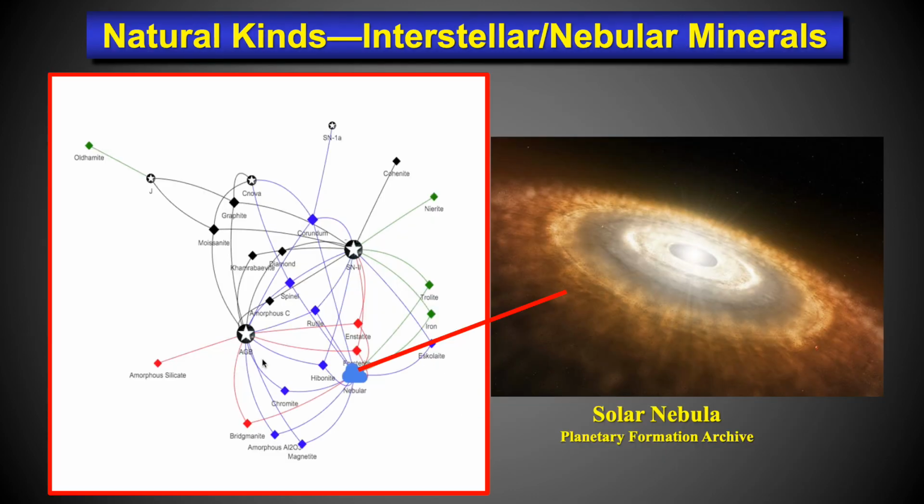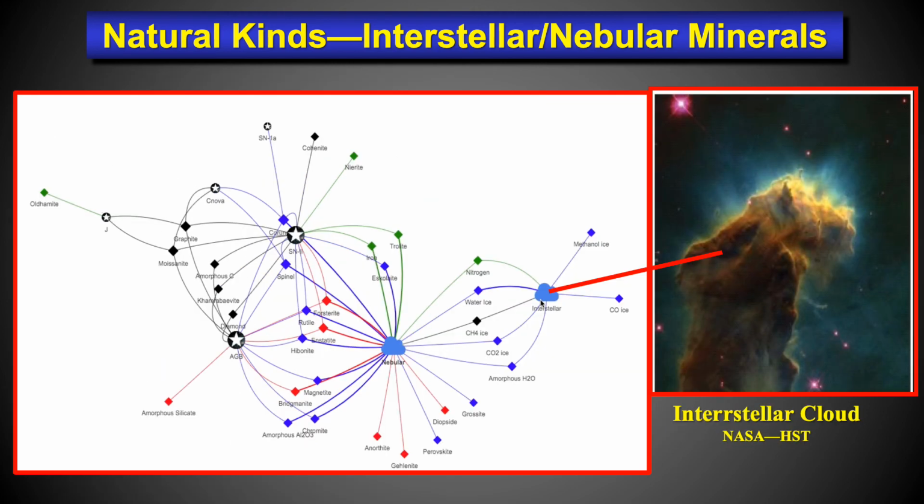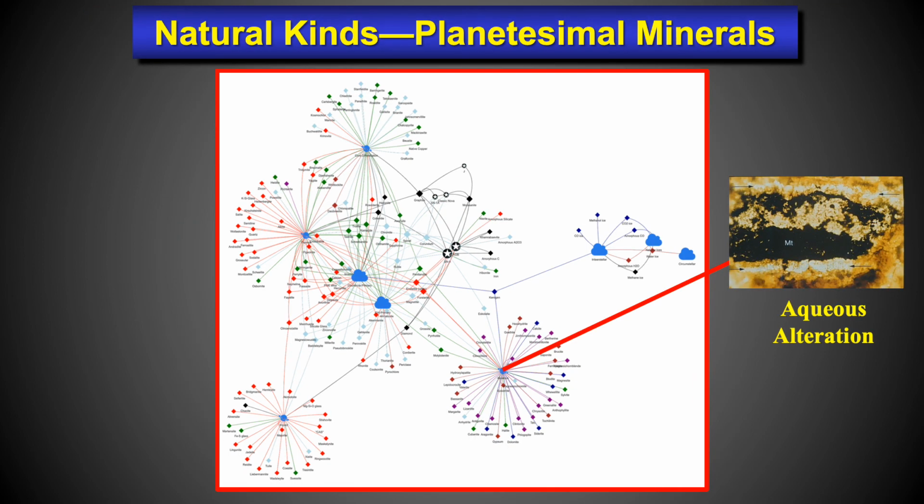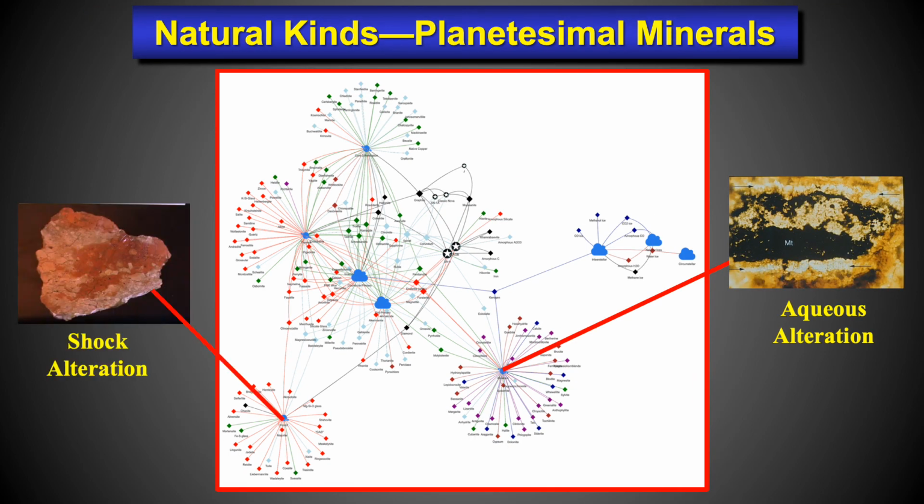We can expand this by thinking about solar nebulae and primary condensates. More minerals pop up. We can add interstellar clouds, and here we see the ices forming in that interstellar environment. We can expand this to other meteorite minerals, the primary chondrule minerals, the CAI minerals, for example, and even the secondary minerals, the aqueous alteration and shock alteration forms.